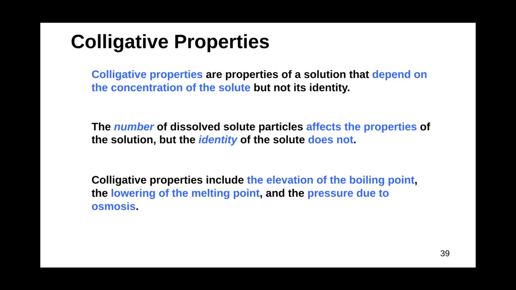But colligative properties are properties of a solution that depend on the concentration of the solute, but not its identity. So conceptually, we can interpret this as the number of dissolved solute particles affects the properties of the solution, but the identity of the solute physically does not. What does that mean? Well, colligative properties include the elevation of a boiling point, the lowering of the melting point, and the changing of the pressure due to osmosis.